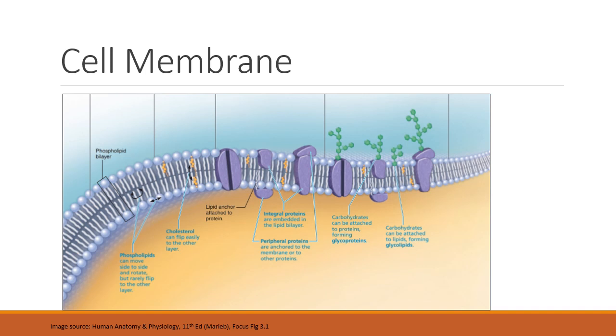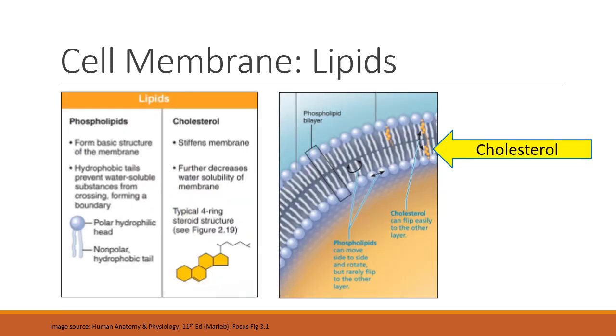This is taken from Focus Figure 3.1 from your text. Now, this is a representation of the cell membrane. This is a zoom in look here. Here's that phospholipid bilayer. And here's some cholesterol, some proteins, and some carbohydrates. We'll get into a little bit more detail over the next couple of slides. So first, lipids. Now, the cell membrane is more than just the phospholipid bilayer.